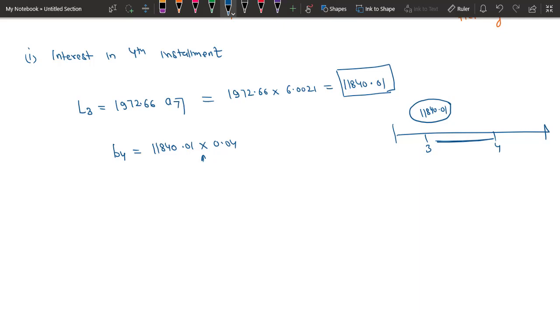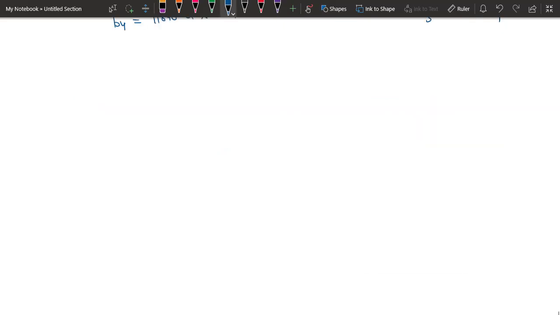This is the multiplication sign, don't confuse it with X. So this will come out to be 473.6. So this is how we calculate the amounts. We move step by step, and yeah. So in the second part, we have to calculate the capital element.